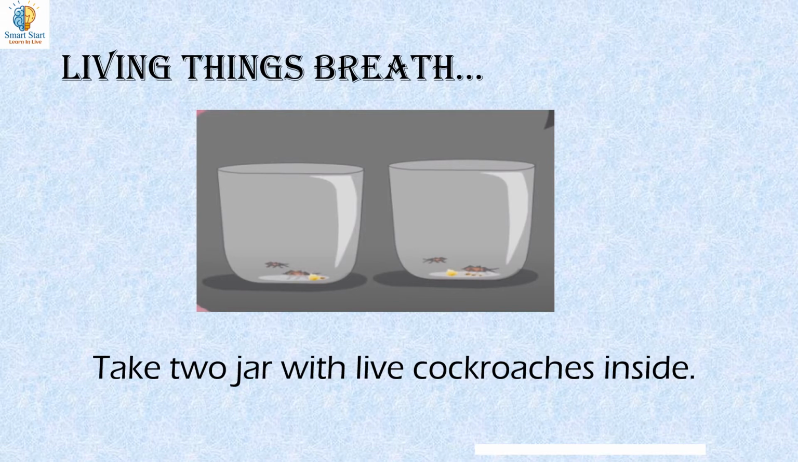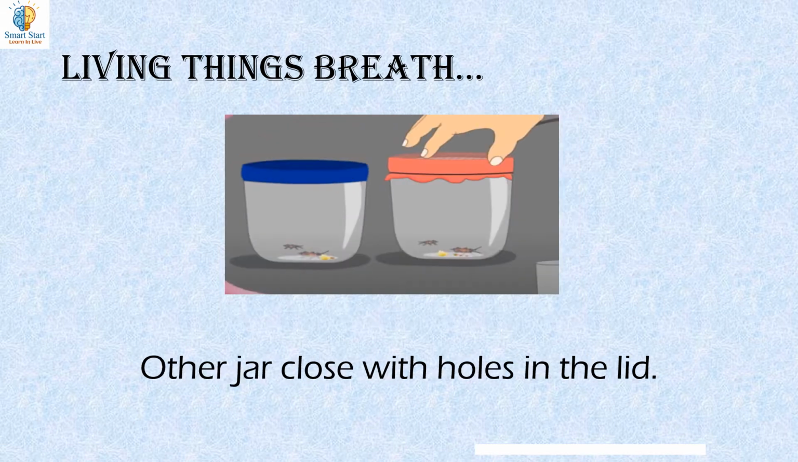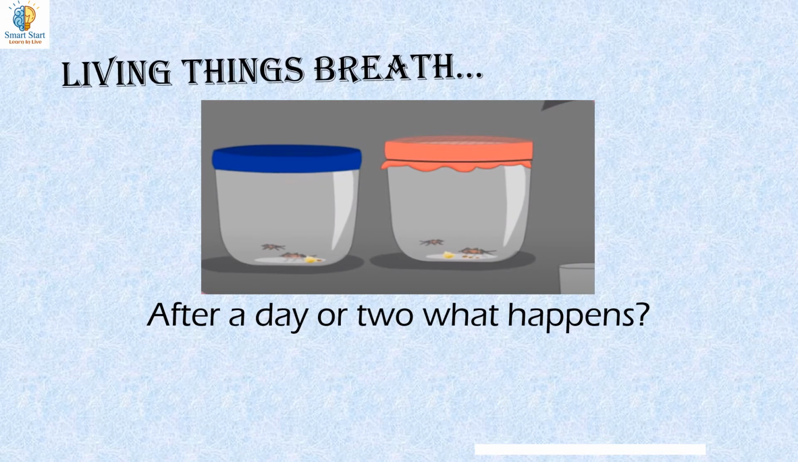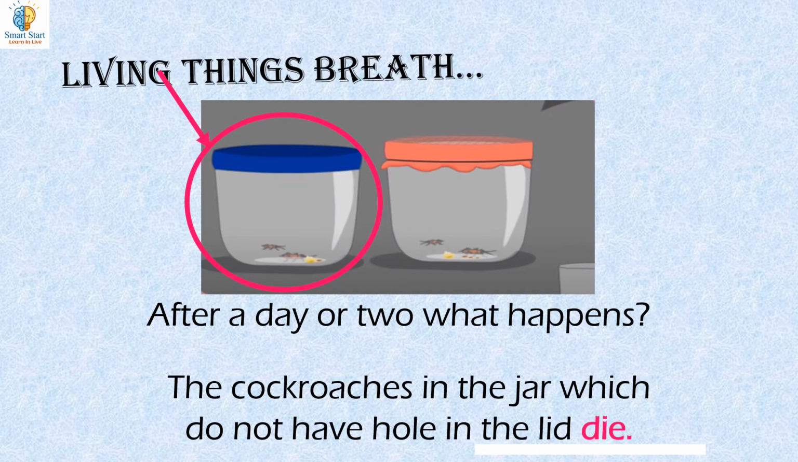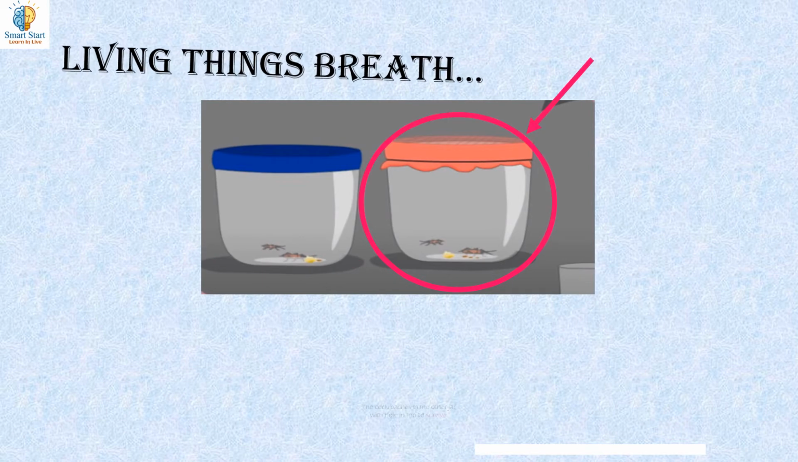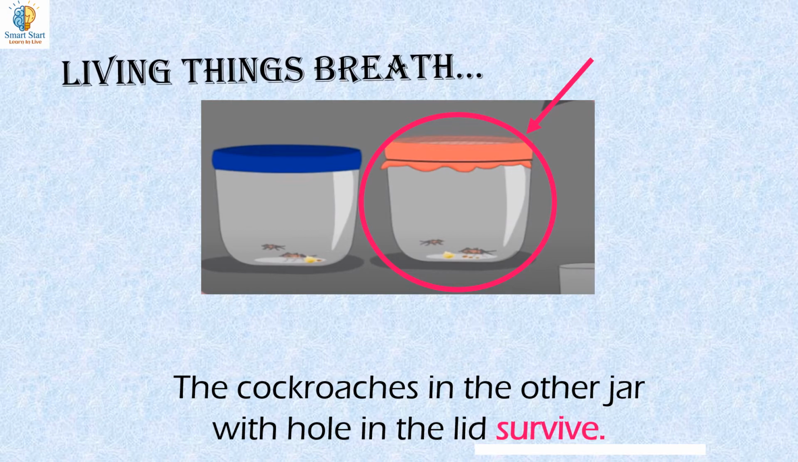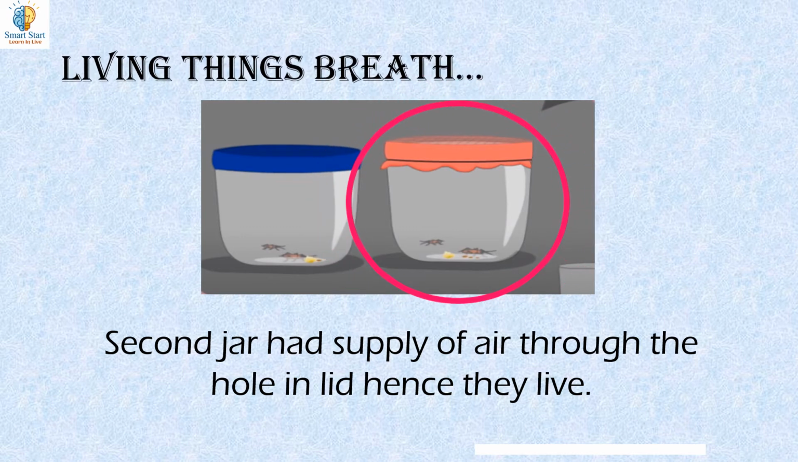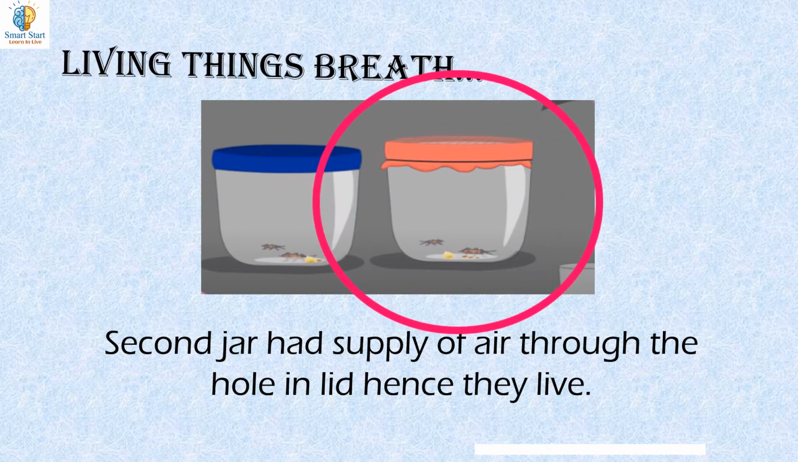Take two jars with a live cockroach inside. Close one jar fully with a closed lid. Close the other jar with a hole in the lid. After a day or two, what happens? The cockroach in the jar which does not have a hole in the lid dies. The cockroach in the other jar with holes in the lid survives. The second jar has a supply of air through the holes in the lid, hence it lives. This proves that living things breathe.